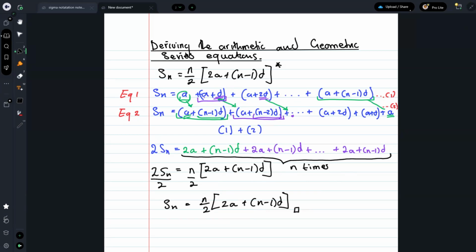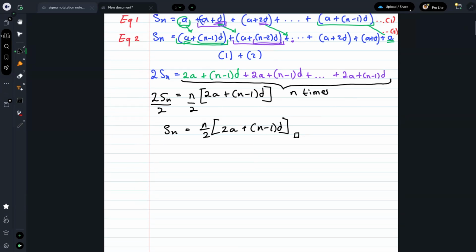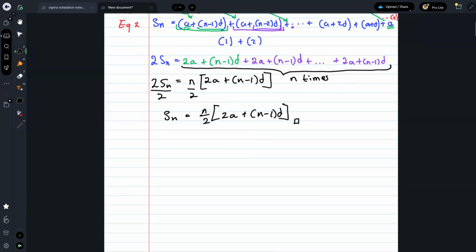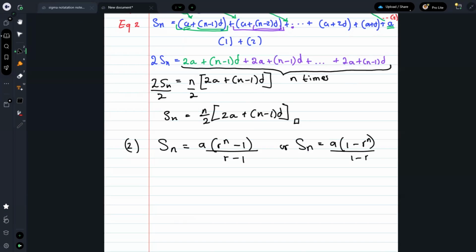Okay, so let's move on to the second part of things, which is going to be your geometric series, right? So this is number 2. Okay, so with the geometric series, we know that we have 2 equations, which is Sn is equal to a into r exponent n minus 1 over r minus 1, or you could have Sn is equal to a into 1 minus r to exponent n over 1 minus r, like that.